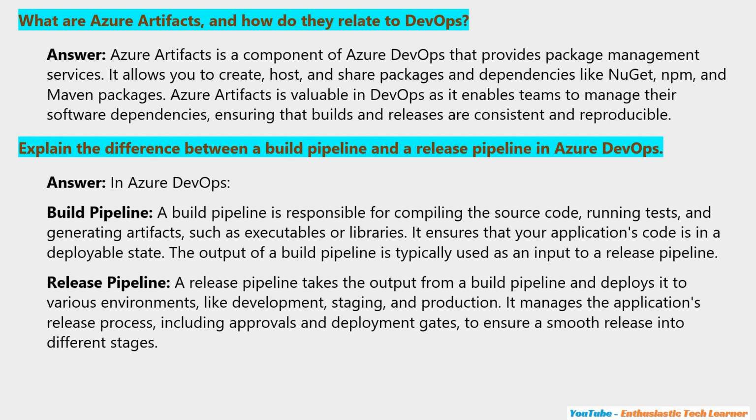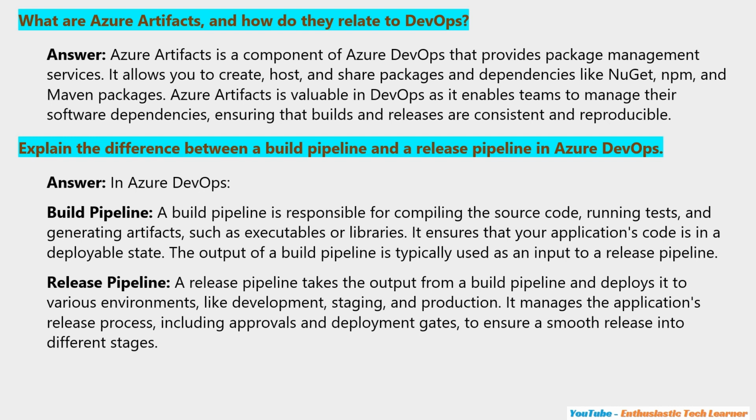Answer: In Azure DevOps, build pipeline. A build pipeline is responsible for compiling the source code, running tests, and generating artifacts, such as executables or libraries. It ensures that your application's code is in a deployable state. The output of a build pipeline is typically used as an input to a release pipeline.